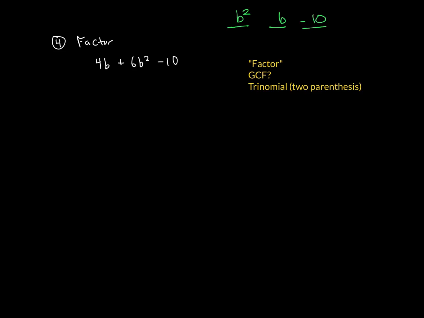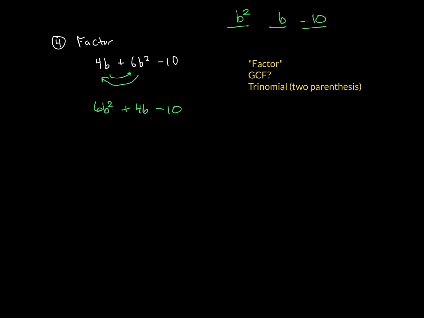We've got the b term first, and we've got the b squared term second. So I would go ahead and swap these. We'll put the 6b squared first, and then positive 4b, and then negative 10. Make sure when you move these around that their signs stay the same. So the 6 is still positive, the 4 is still positive. And then we can go through our normal steps.